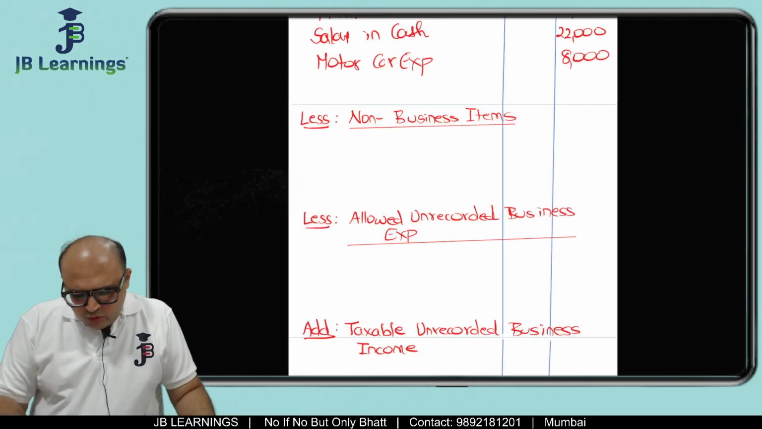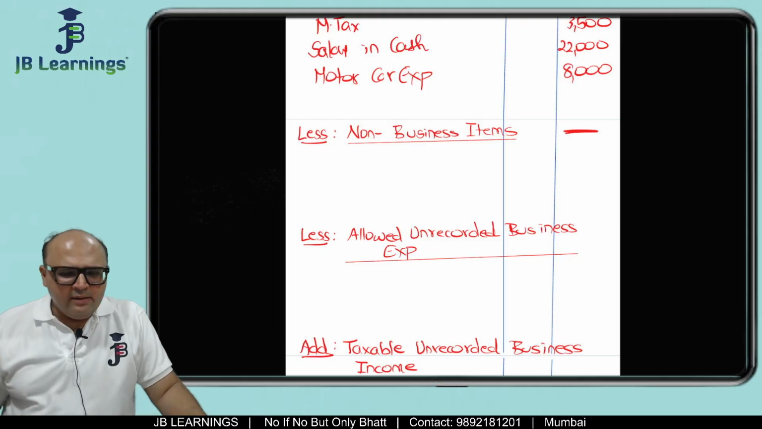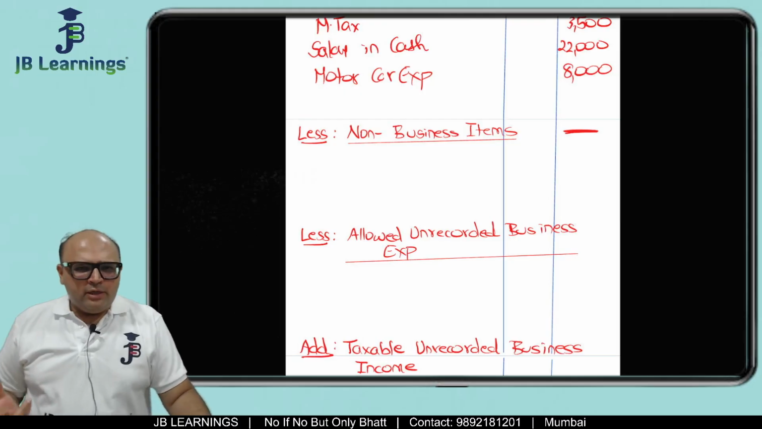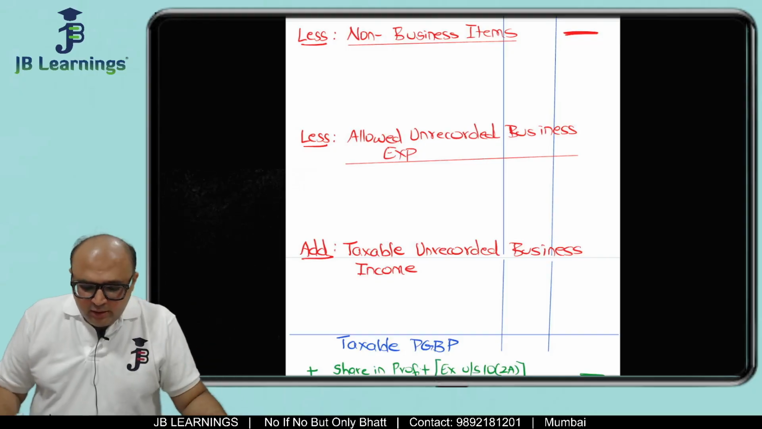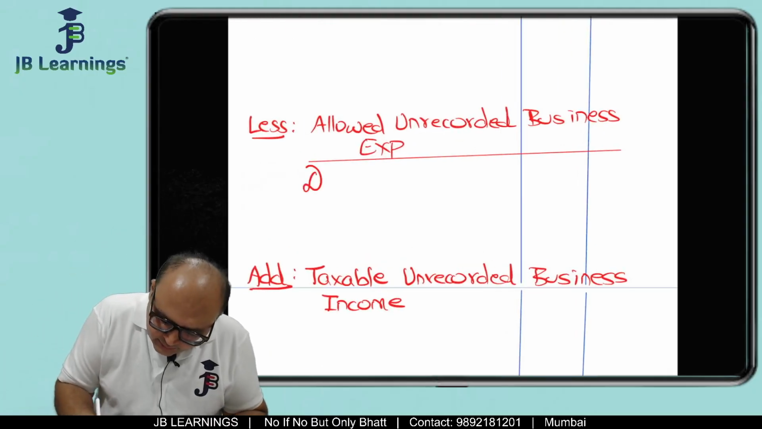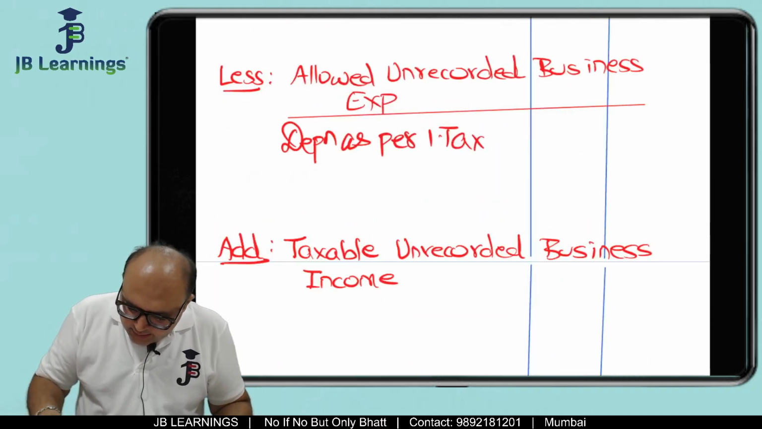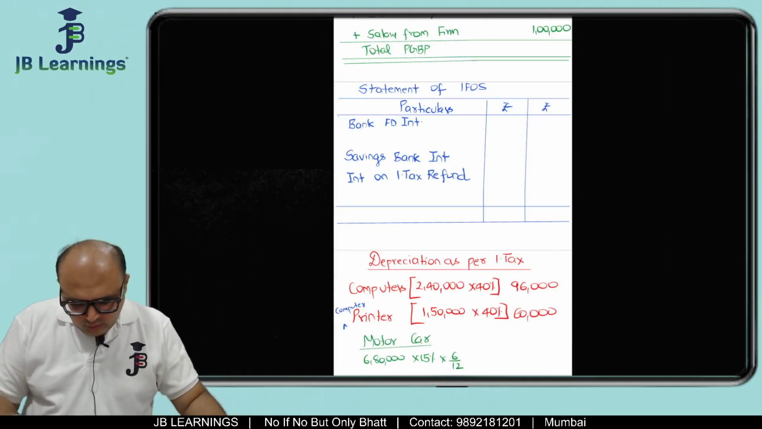Now, as far as non-business items is concerned, there is nothing which was credited in the P&L. I mean, in practical life, something would have been credited, but in the question they have not given, so we don't care about it. Now, allowed but unrecorded expense. Now, this is something which is very important, because we have to calculate depreciation as per income tax over here. Now, depreciation as per income tax, we can have one more working for this, working note 3.